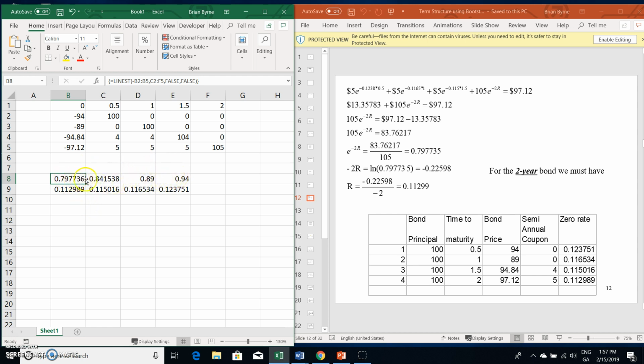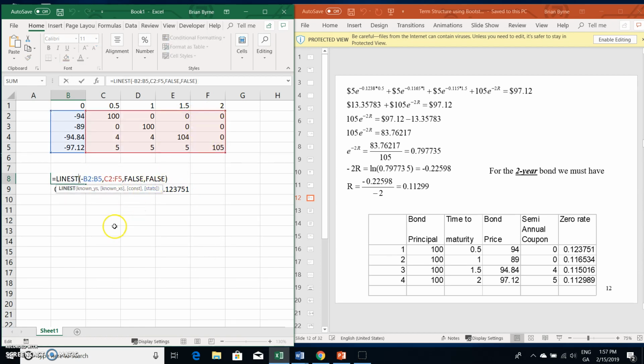And then to convert the discount factors, however, the ordering changes. If this is 6 months, 1 year, 18 months, 2 years, then the ordering is changed. Linest actually reverses the order of the variables. That's one of the features of Linest. It's not a major problem here.